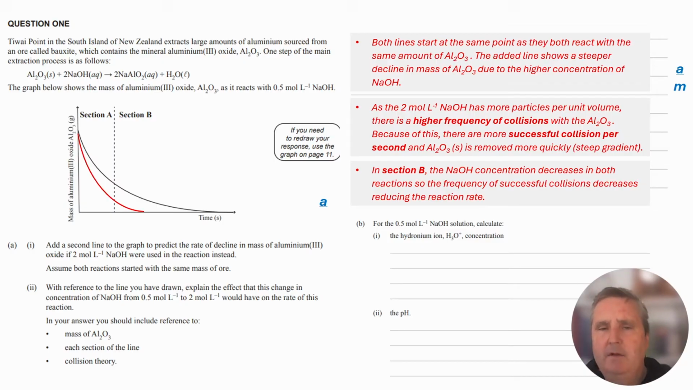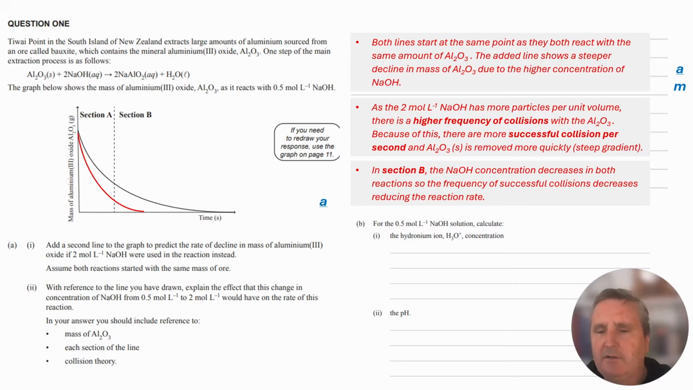Well, if you correctly linked the concentration to the increase in frequency of successful collisions, like I did here, that's a merit. If you also did a correct comparison between sections A and B, you could have said the reaction was completed quicker in reaction B. That could have also been another bit, or the comparison is, as we said here, the reactions are happening less frequently because there's less sodium hydroxide around because it was used up.